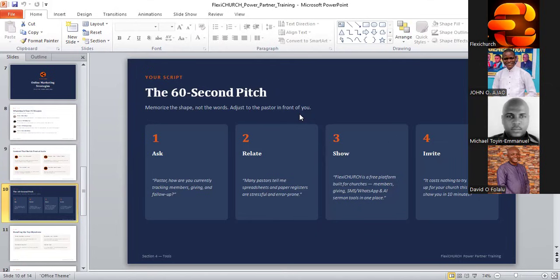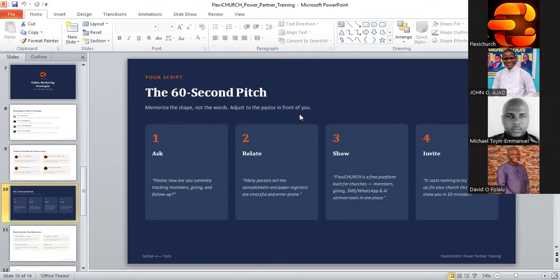Then you ask questions like, what happens when your church secretary is unavailable? When you don't have a secretary around, or you have not even been in a position to employ a secretary yet, you have to do all things by yourself. You see, once you identify a pain point, once you identify a problem, then you can present the relevant portion of Flexichurch as the solution to that problem.